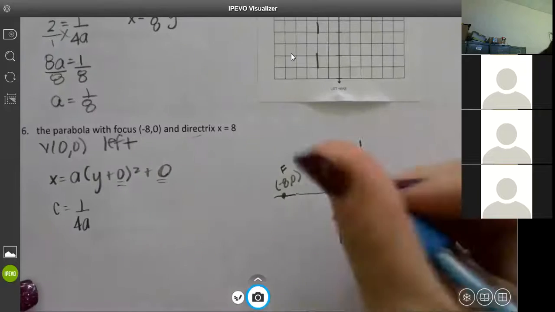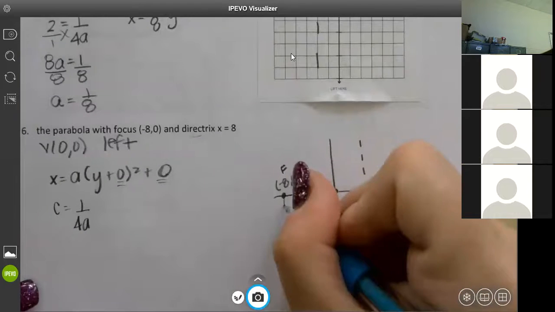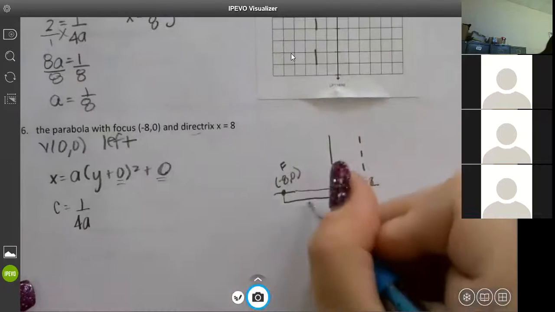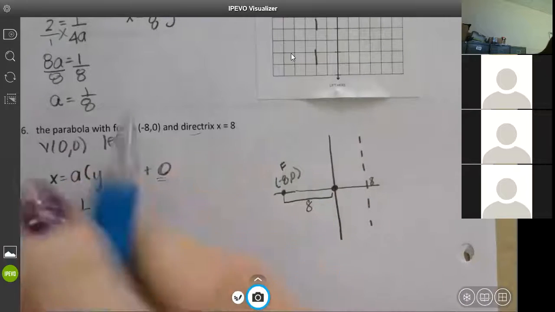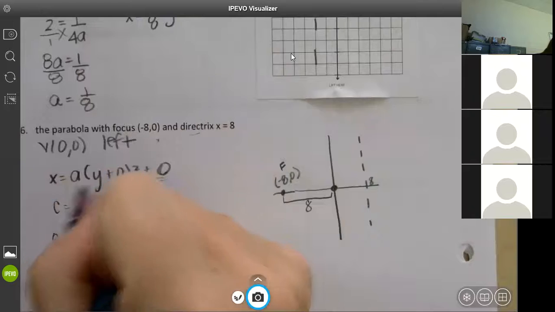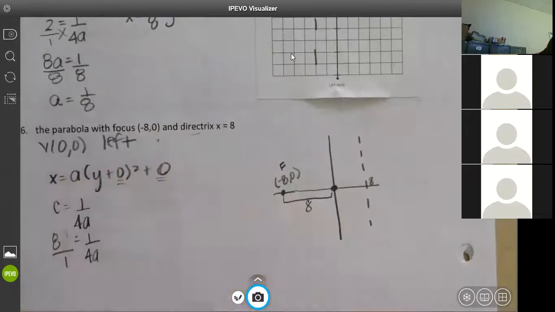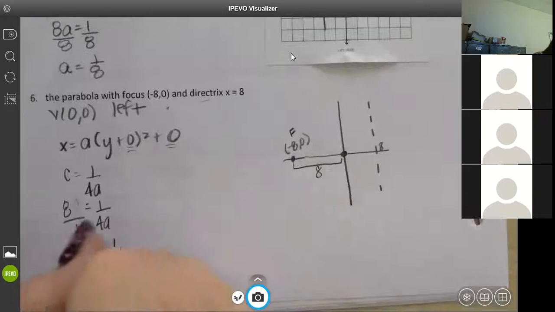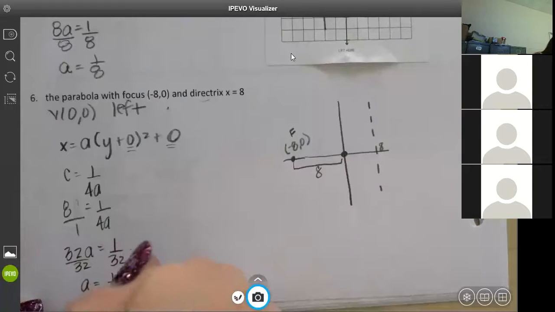All right, C, how long is C? How far is it from here to here? 8 units. So 8 equals 1 over 4A. We're going to cross multiply. We get 32A equals 1. Divide by 32, and A equals 1 over 32. Is this going to be a fat or skinny parabola? This is going to be huge, real big, because 1/32 is really tiny.